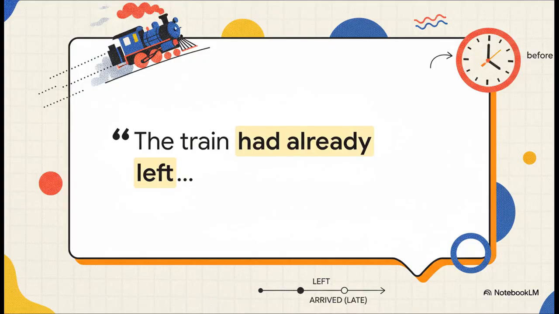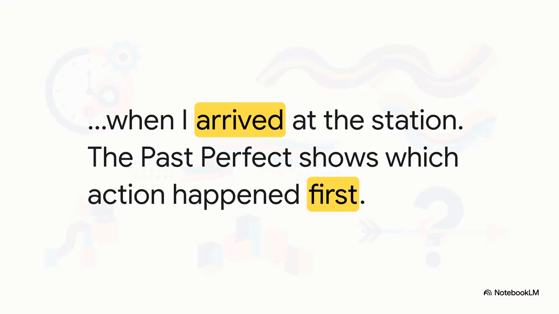Just imagine you're telling a friend about your bad morning. Your main story is about you arriving at the station. But first, you need to set up the problem. So you start with the event that happened before your arrival. The train had already left when I arrived at the station. See how that works? It's so clean. You have two past actions, the train leaving and you arriving. The past perfect had left makes it absolutely crystal clear which one happened first. It is the ultimate tool for ordering your past events.